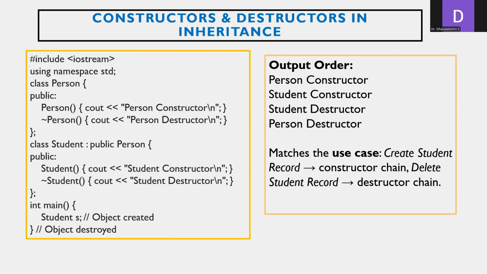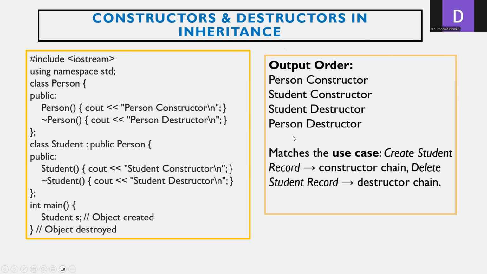Every student is a person. So C++ ensures that the base class is fully constructed first. So the output during the construction is person constructor followed by student constructor. So here we follow the order from base to derived. Please note it, students, a very important point. First the base, and only then the derived, on the constructor side.